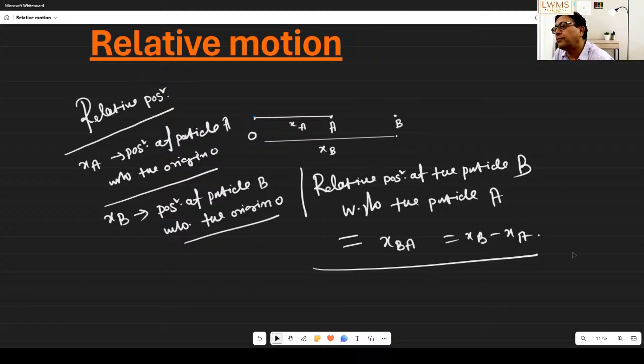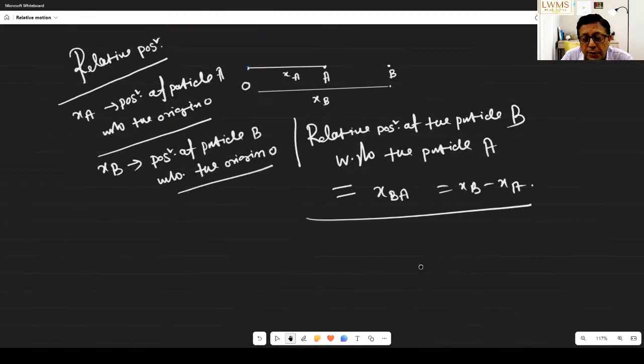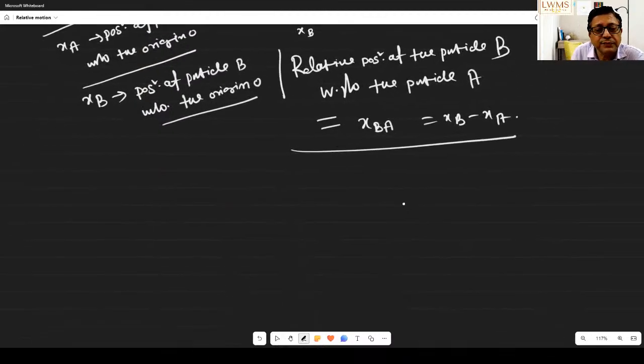Now let us do one problem based on it to find the relative position. We are taking two persons standing here, A and B, and there is a car moving.